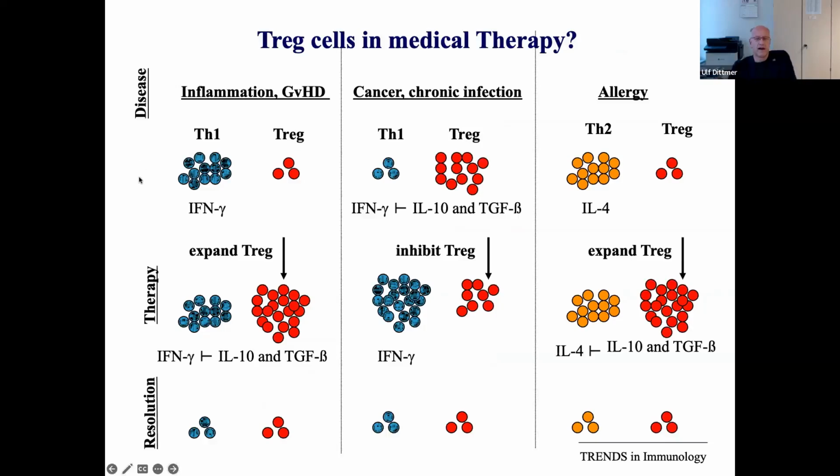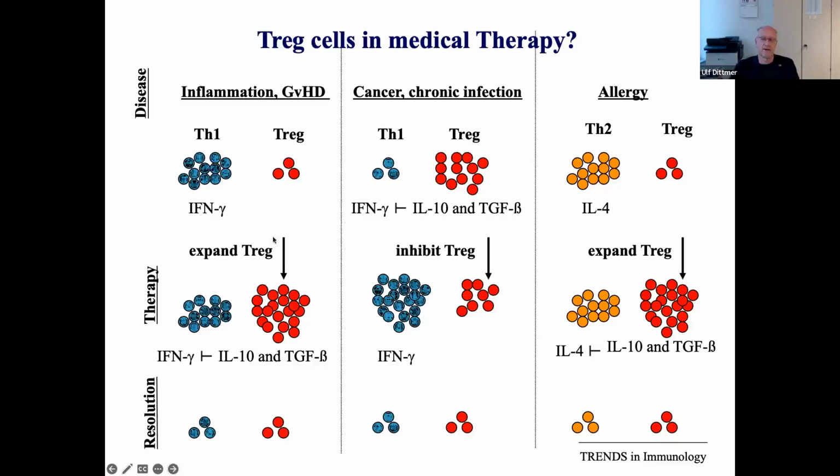And this is how we think this knowledge, and if we know more about Tregs, can be used therapeutically. And there are completely different strategies for different diseases. So here we have diseases like inflammation or graft versus host disease in transplant patients, for example, or autoimmune diseases. In that situation, you have too many effector cells and too few regulatory T cells, so that you have an imbalance between the effector T cells and the Tregs, and the Tregs are not frequent enough to really suppress effector responses.